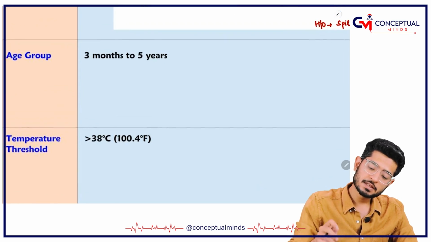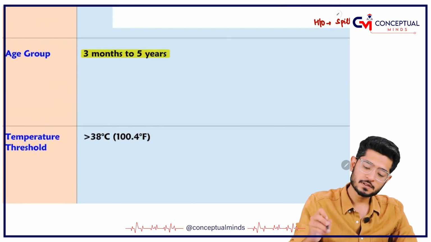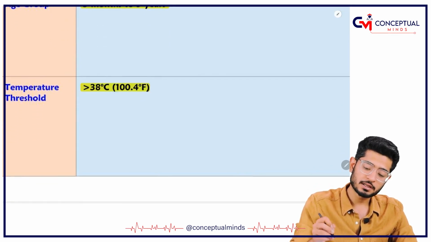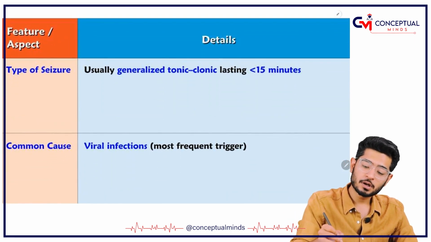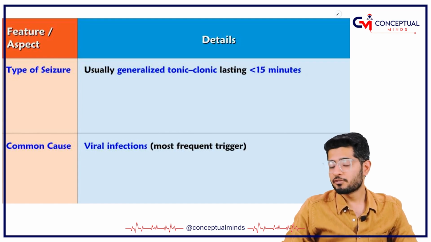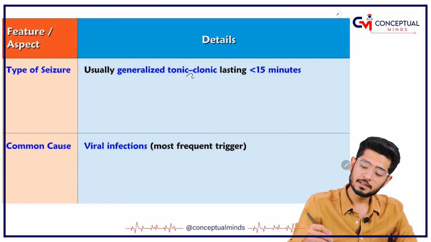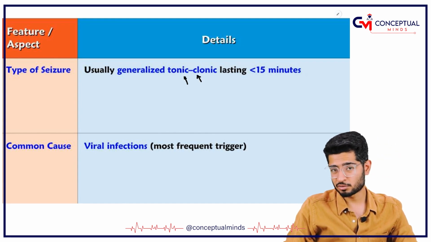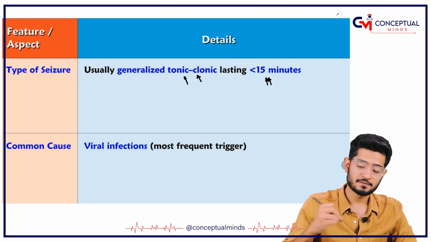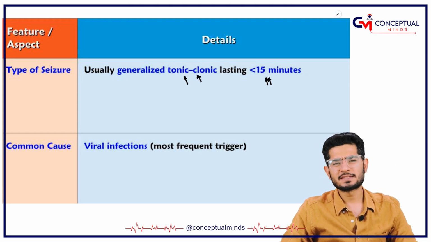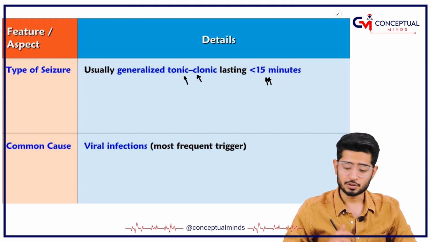So what is the age group? It's 3 months to 5 years of age. What is the temperature? More than 38 degrees Celsius. What is the type of seizure? Febrile seizures are generally tonic-clonic seizures, which last for less than 15 minutes. So that's why these tonic-clonic seizures are the febrile seizures.